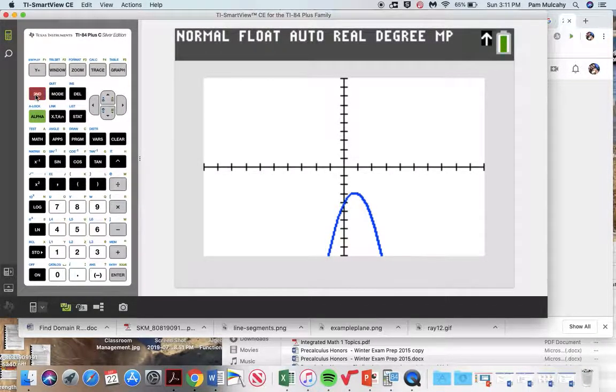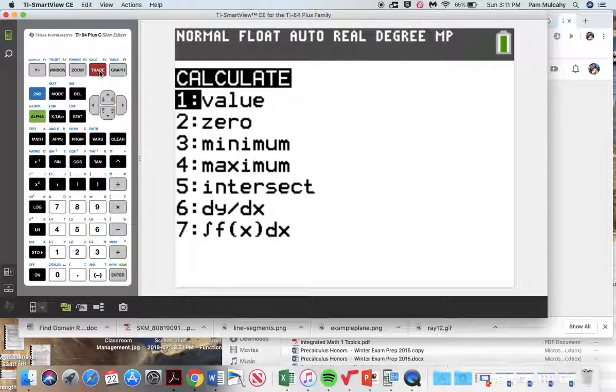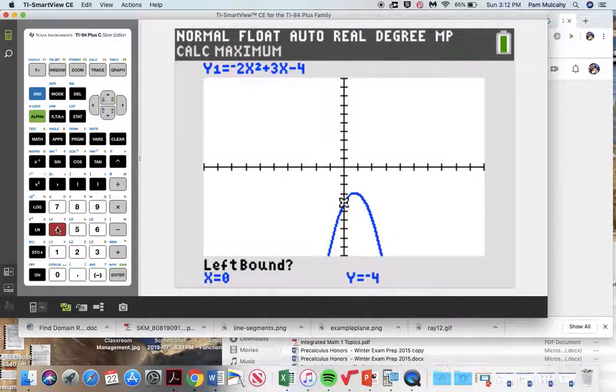So again, second calc brings up the same screen. This time I'm looking for the highest value of y. So I'm going to choose 4. And notice at the bottom of the screen you see that same question, left bound. And yes, once again, it means that you're going to move your cursor so that it's a little bit to the left of the point you're looking for and hit enter.